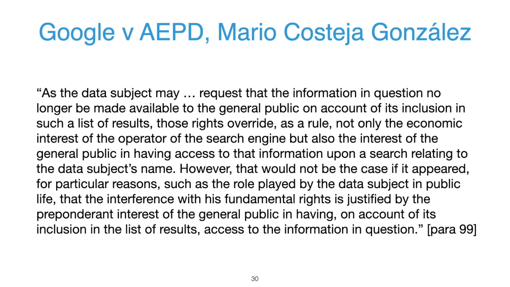So here the court is trying to balance the economic rights of Google to do what Google does and the rights of the public to have access to information, but also balance those rights against the rights of the individual. And it came down on the side of Costeja Gonzalez, saying that his right overrode those other rights.